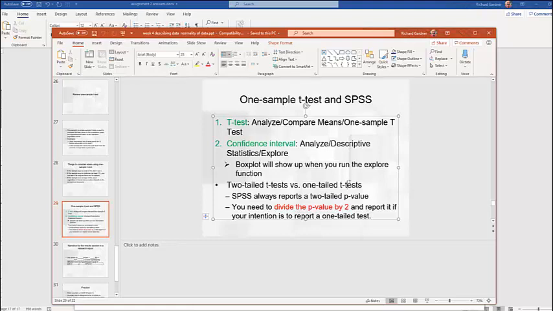So a two-tailed test is if you don't know, you as the researcher, you have no idea if your mean is going to be bigger than the population mean. You have no idea. So that would make a two-tailed test, because your sample mean could be greater than the population mean, or your sample mean could be less than the population mean. So it goes both ways.